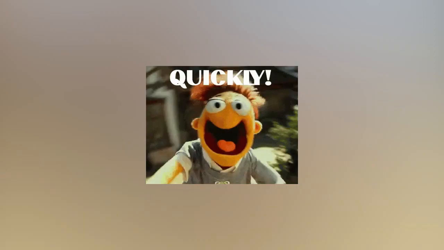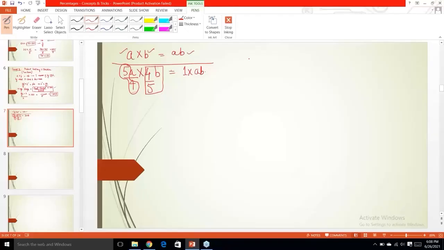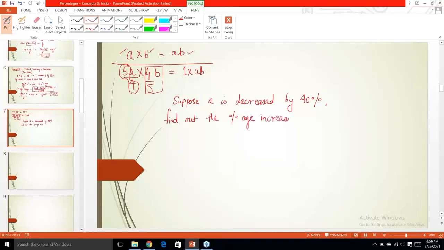So let's quickly take a look at another example of this. Suppose rather than incrementing A, now I decrement A. Suppose again there are 2 numbers, A and B, the product is constant. Suppose A is decreased by 40%. Find out the percentage increase in B. Again, product is constant.